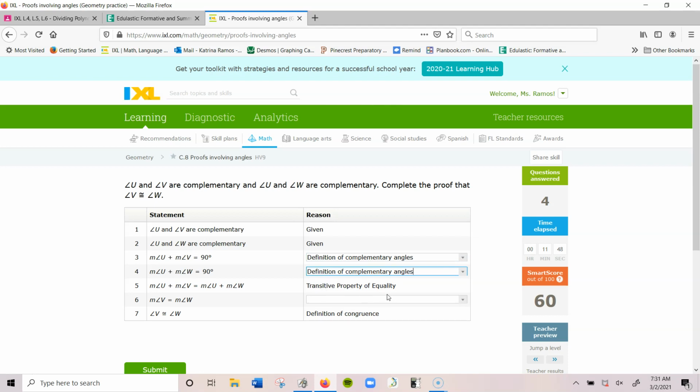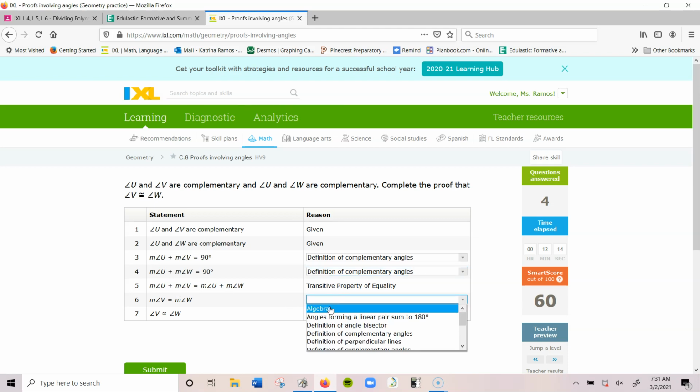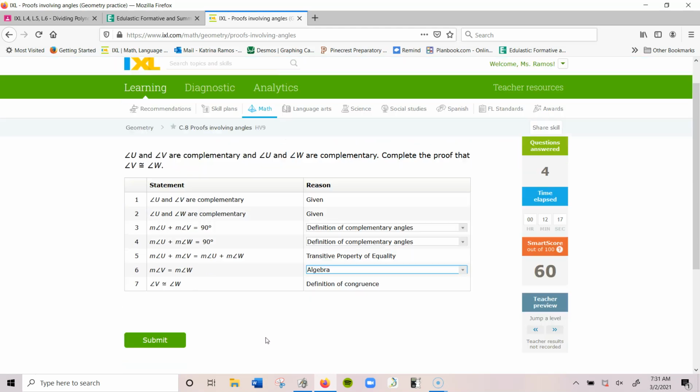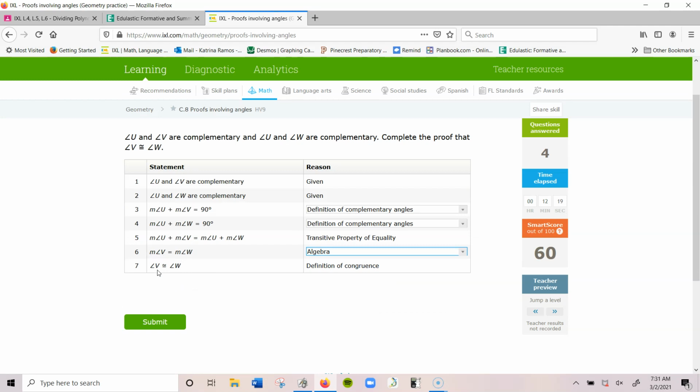Then they use the transitive property here, because they have that this is equal to 90, and that this is equal to 90. So that means that U plus V must equal U plus W. And then here what they've done is they've subtracted the measure of angle U from both sides, because if you subtract them, they would both cancel, and you're left with the measure of angle V is equal to the measure of angle W. Since we subtracted, that means that we used algebra. And since the measures of those angles are equal, that means that they are congruent, so the definition of congruence.